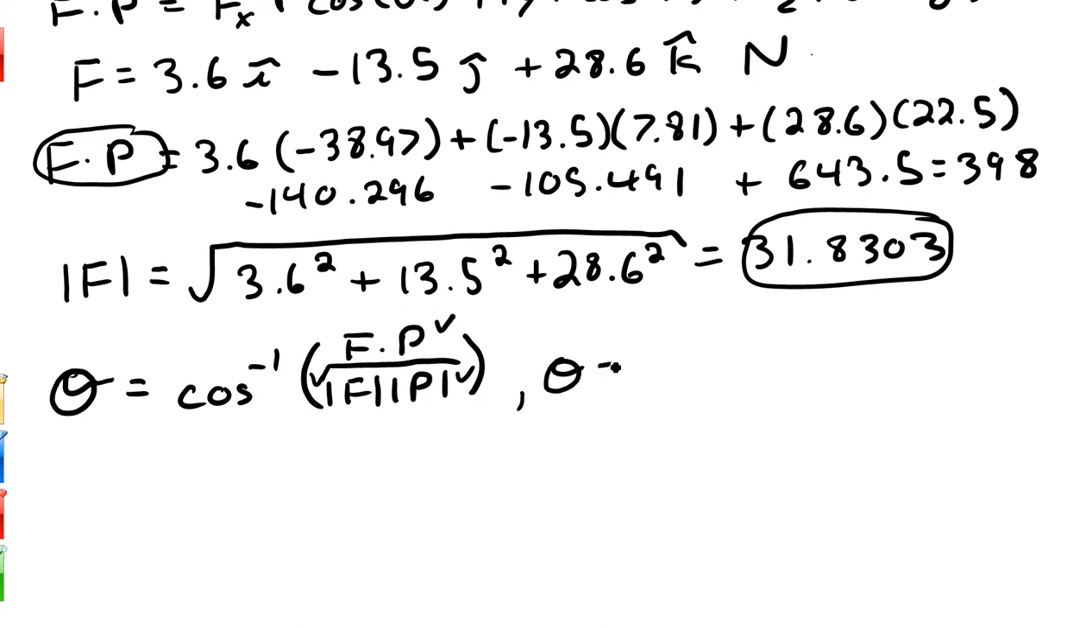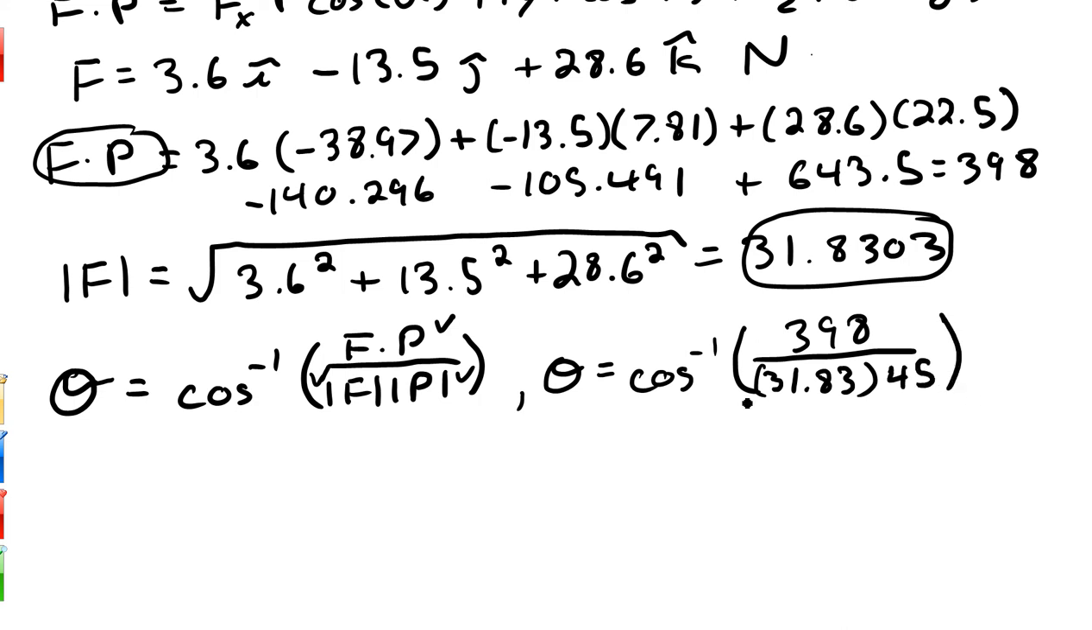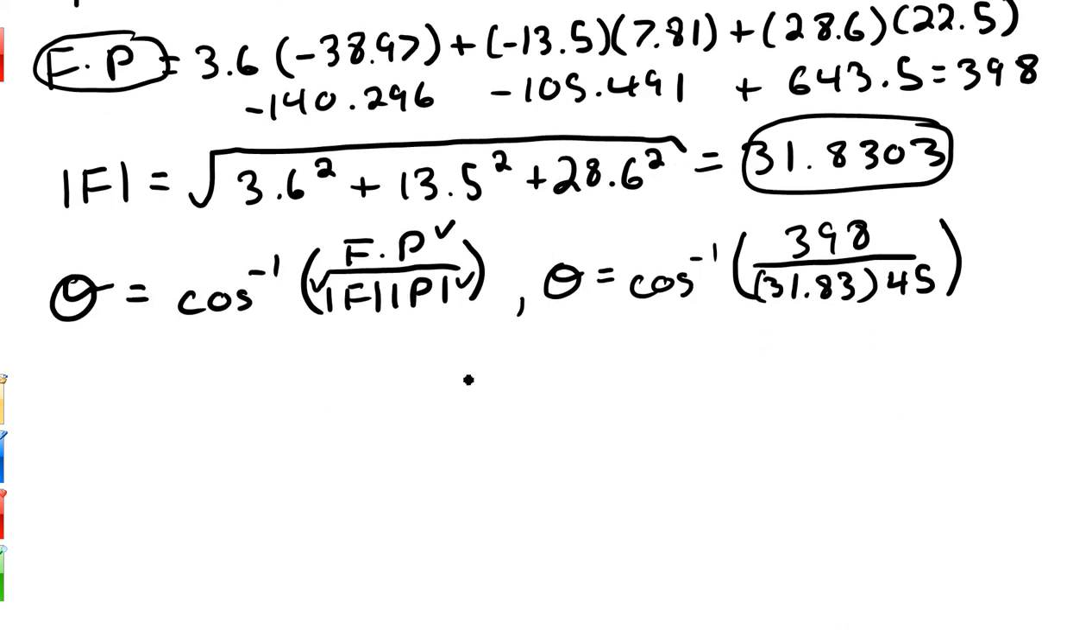So angle theta is going to be the inverse cosine of 398 divided by 31.83 times, what was it, 45. Let's stick with my notation. And when you do that, you get an angle of 73.9 degrees.